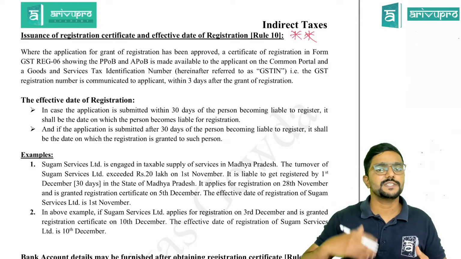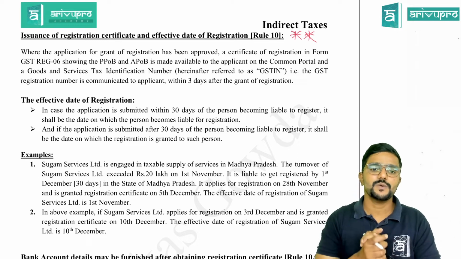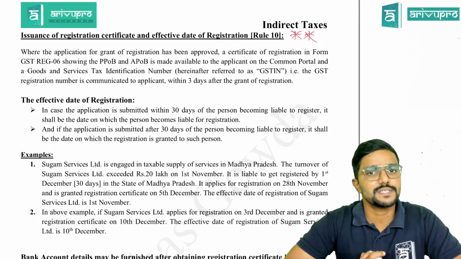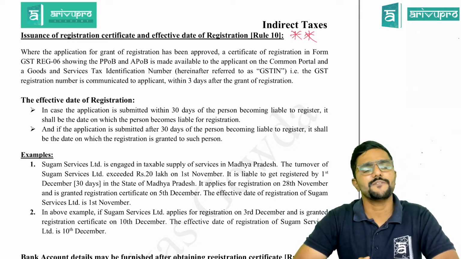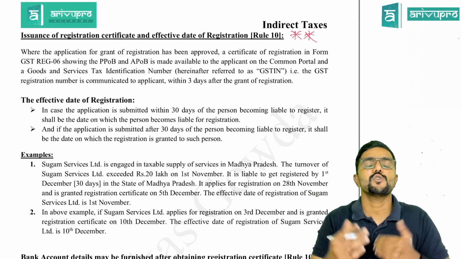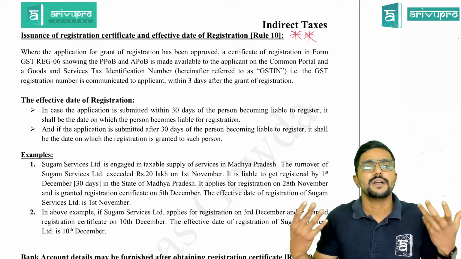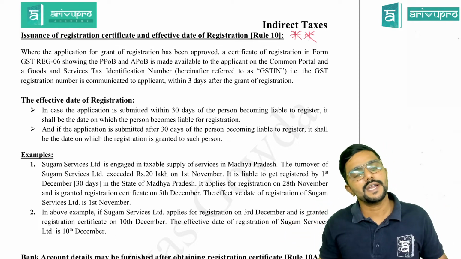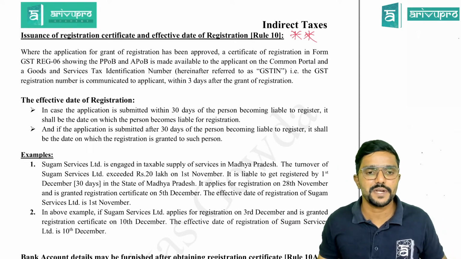So you have applied for registration, within 30 days or after 30 days is a second story. If the proper officer is satisfied with whatever information is given, he will grant you the registration. Or if he is not satisfied, by issuing a show cause notice, he can ask for additional information, explanation, additional documents or anything. Later, if he is satisfied, he will grant a registration certificate for you.